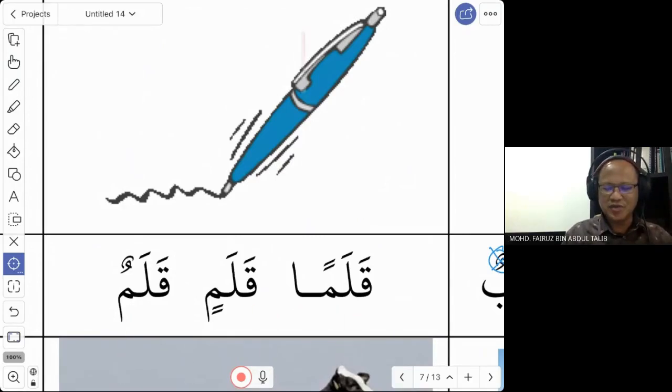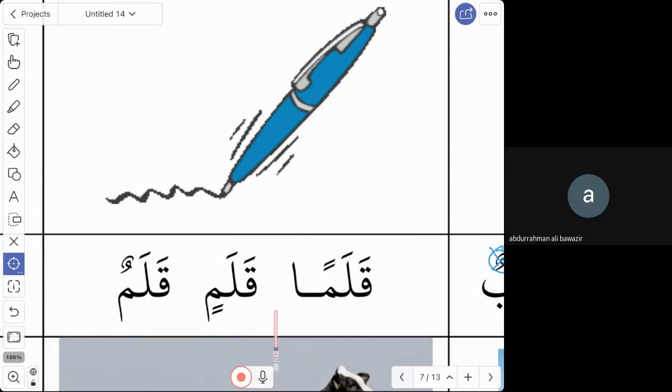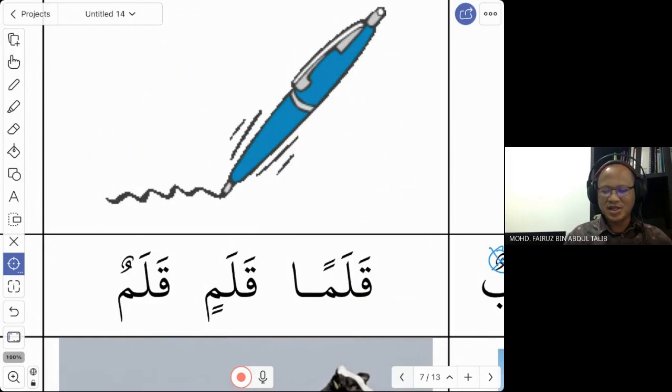Okay, give me the word. What is this thing? What is a pen? Based on these 3 words: qalaman, qalamin, qalamun. But what is the word? Abdul Rahman said, qalam. Good. Yes, so this is qalam.